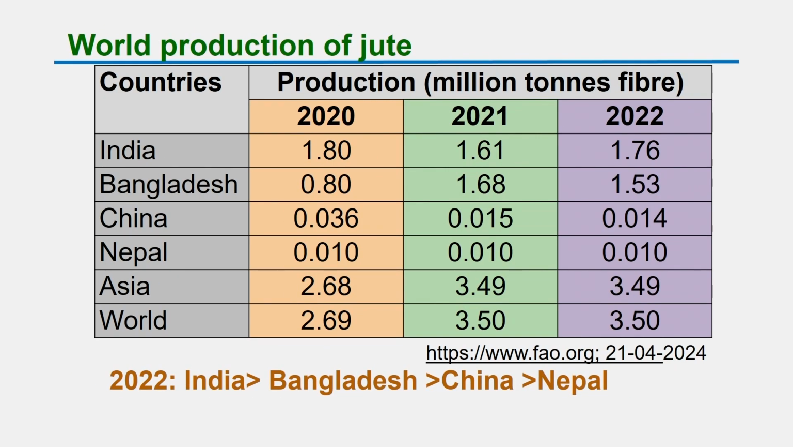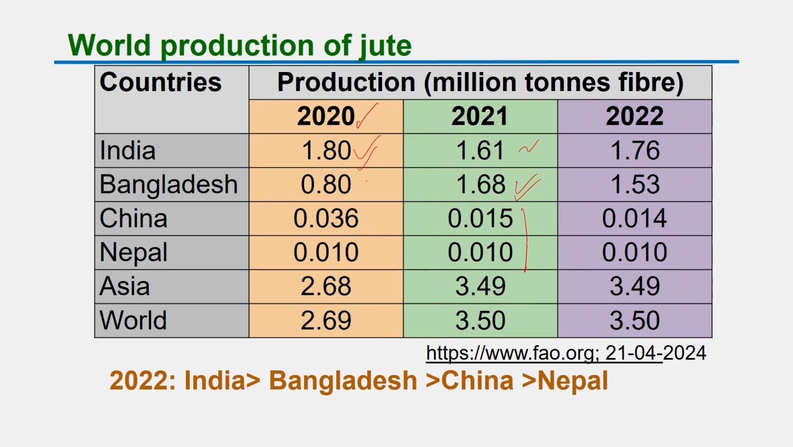Let us check the world production of jute. So it is in million tons of fiber. So check for the year 2020. In 2020, India produced a much higher quantity of jute fiber than Bangladesh. India was number 1 in the world, followed by Bangladesh and then China and then Nepal. In year 21, you can check here the trend reversed. Bangladesh produced more jute fiber than India. Bangladesh produced 1.68 million tons and India produced 1.61 million tons of jute fiber.